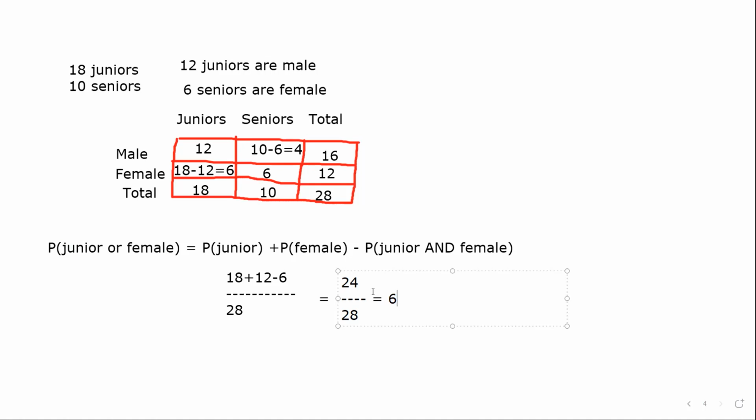Now, let's do the next part. What is the next probability asking us to do? The next probability is a senior or a female. Senior or female? Let me just finish this. This is 6/8, right? 7/8, I should say. No, 6/7. Yes. Bad arithmetic there.